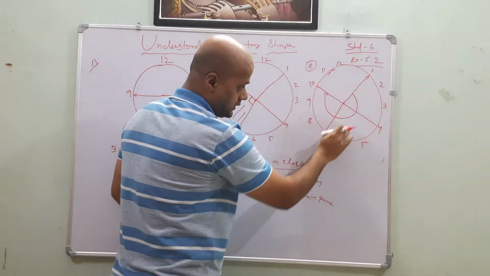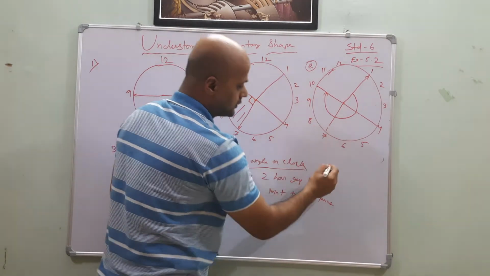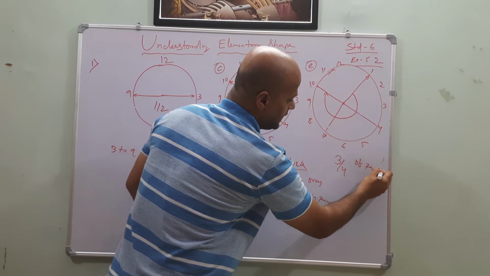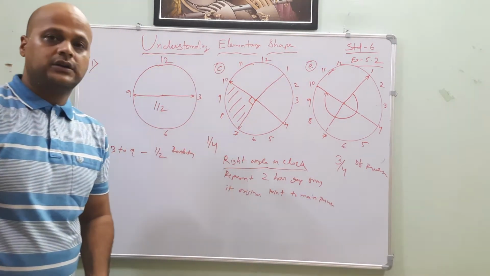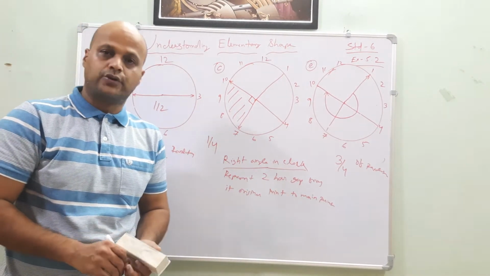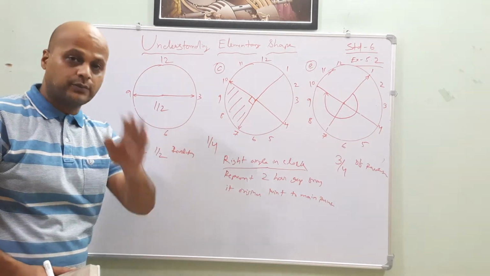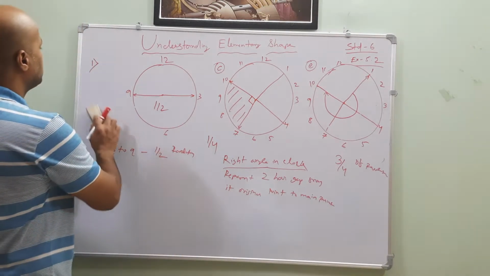1/4, half. This is 3/4. 3/4 of revolution. Okay, like this manner you have to find out by yourself. Now it is easily understood by you, my dear friends. Now come to the second one. What is the second one saying?